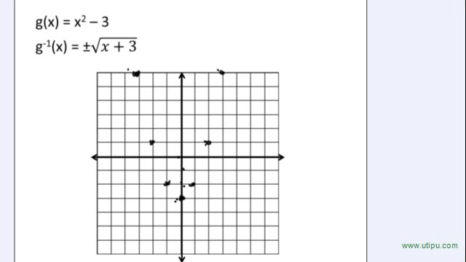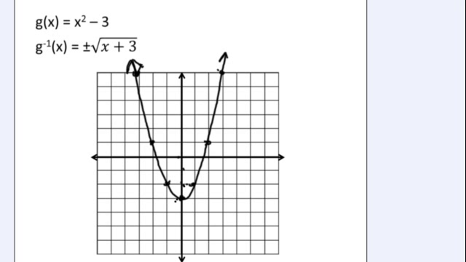Now, let's compare. If I plug in 1 for x, 1 squared is 1, minus 3 is negative 2, so that matches here. Negative 1 squared is 1, minus 3 is negative 2, so I can plug in points to match up with what I have graphed here. Then let's go ahead and connect those points with a smooth curve for a parabola. All right, and that would continue in both directions.